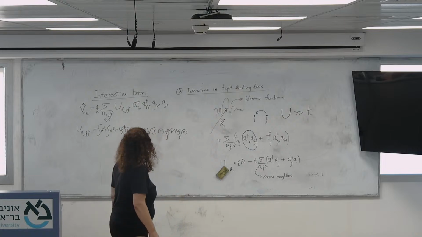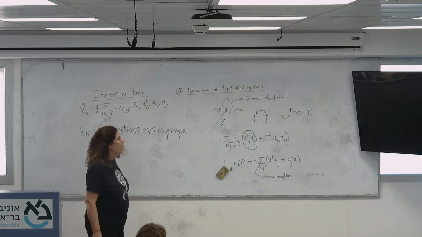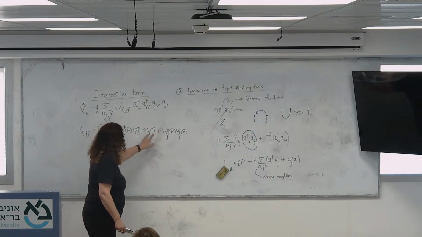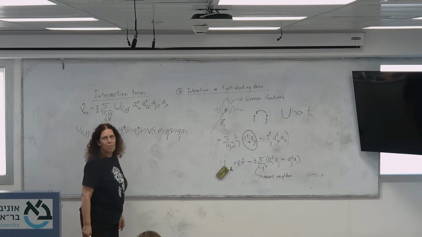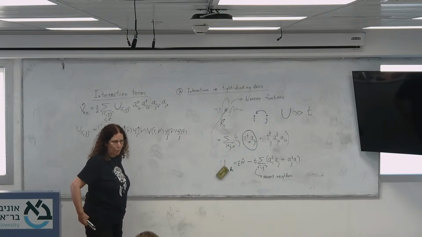All that is accounted for in H naught. That's a single particle, a single body potential. V R prime is the interaction between electrons. Electron-electron interaction, like the Coulomb interaction, essentially.